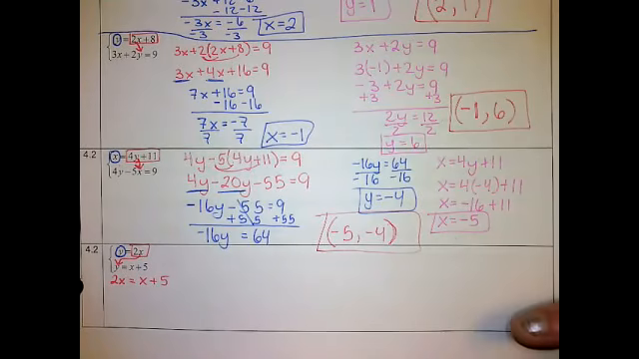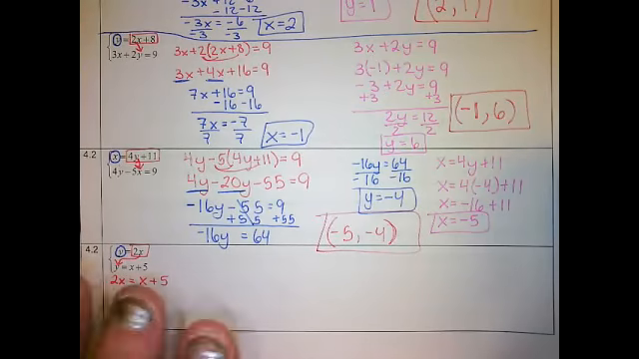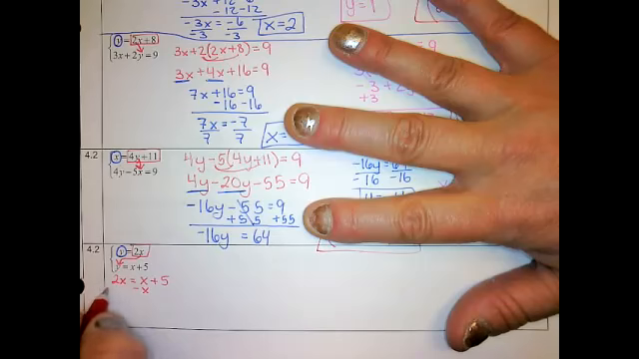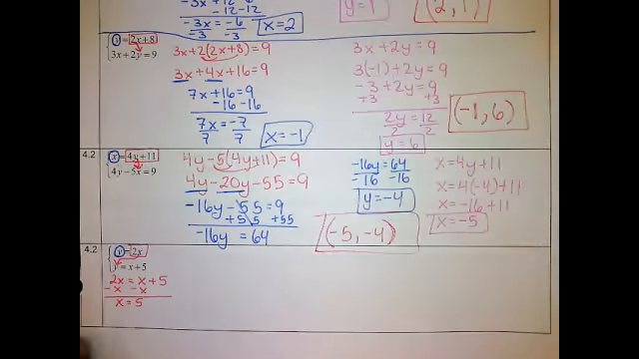I need to solve for x. So remember that anytime I'm solving for x, I need to get my variables on one side, so my x or y on one side, and my numbers on the other. So I'm going to go ahead and subtract x from both sides, and I get x equals 5.